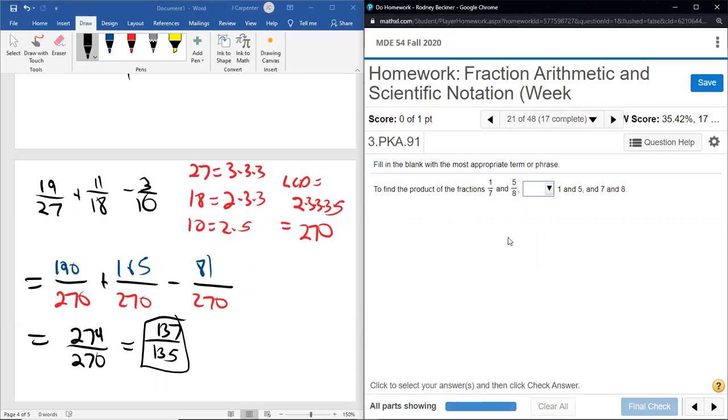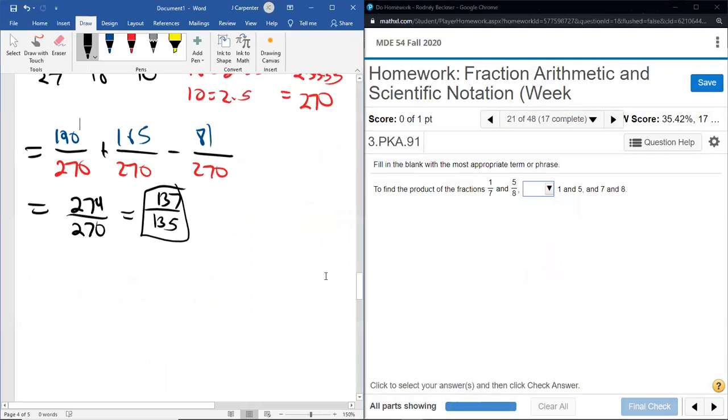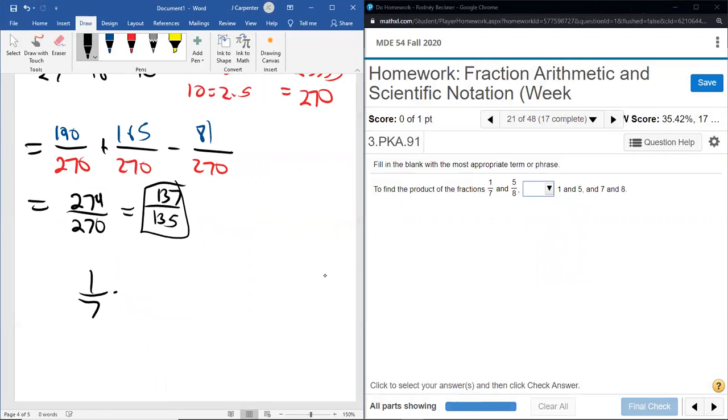Fill in the blank with the most appropriate term or phrase. We'll do this one really quickly since it's a fill in the blank. To find the product of the fractions 1/7 and 5/8, the 1, the 5, and the 7 and the 8. Let's see what our options are. Add, multiply, subtract, or divide. So they're saying they want us to multiply 1/7 and 5/8.